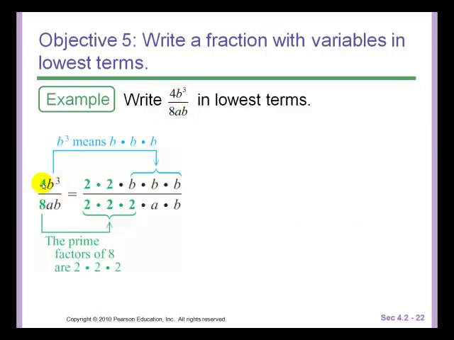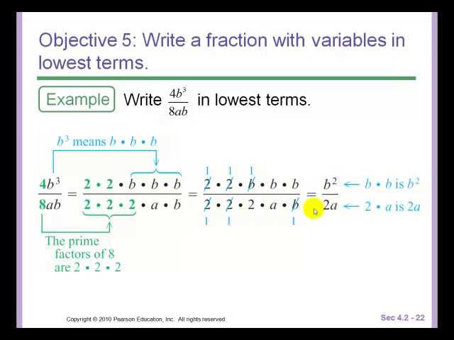Another example, 4b cubed over 8ab. 4b cubed, 4 can be written as 2 times 2. b cubed is 3 b's. 8 is 2 times 2 times 2, and then ab is just ab. There are 2 sets of 2's in common and 1 set of b's in common. What that leaves us with is b squared in the numerator and 2 times a in the denominator. This is your final answer.